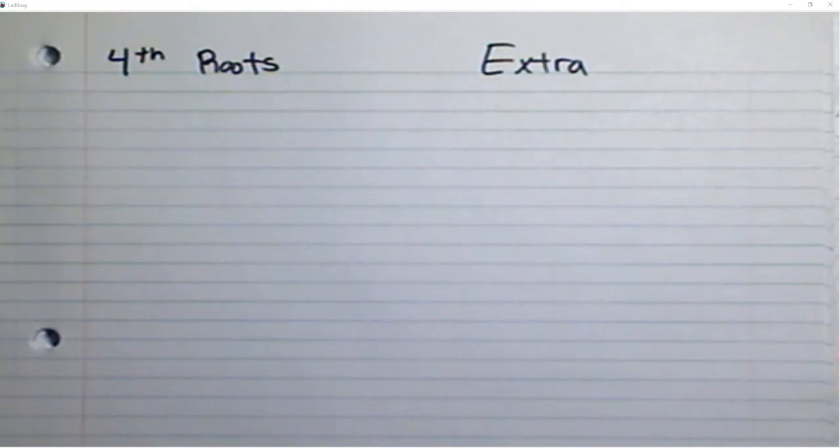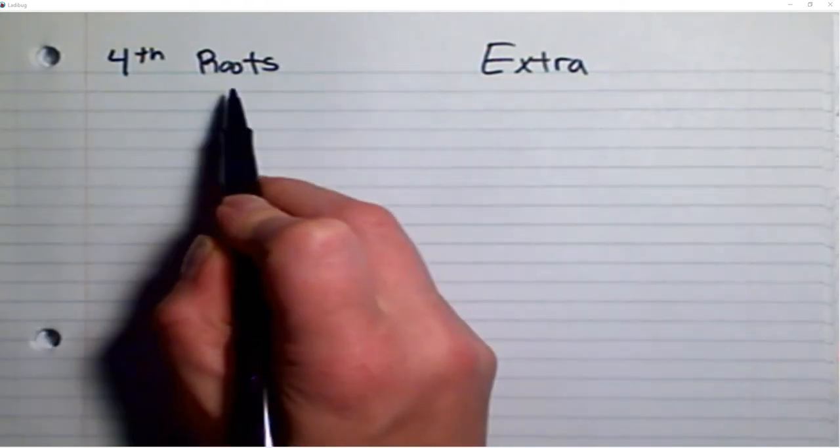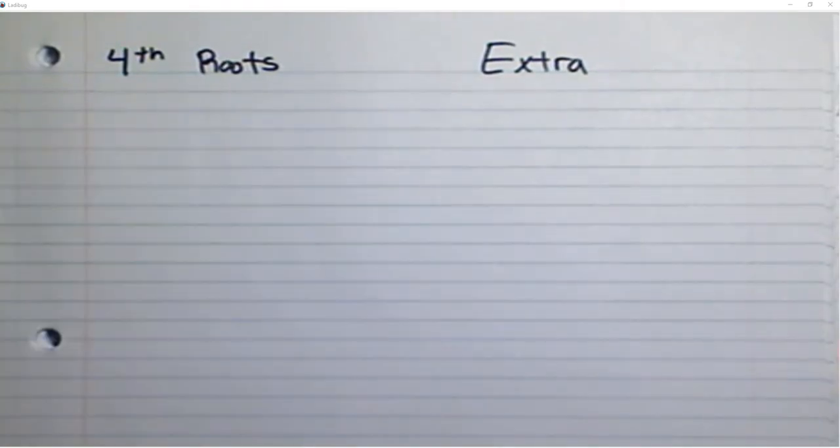All right, here we go, part 2 of 3. We are going to go over rationalizing with fourth roots. Okay, so we have fourth roots. And so our first example, we're going to do the same idea.